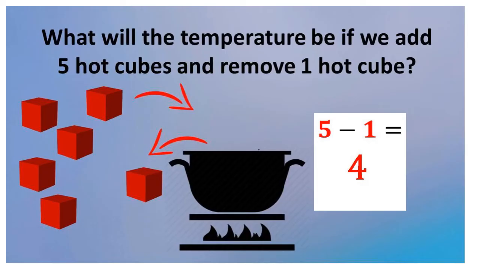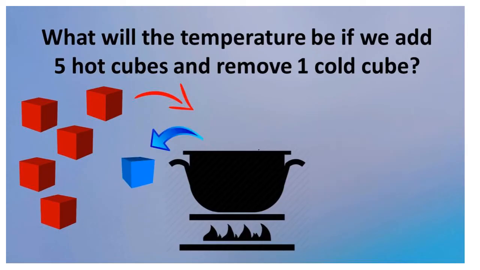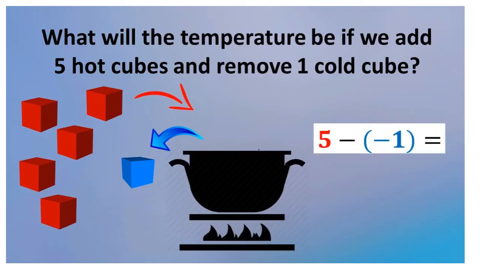Let's try something harder. Are you ready? Now what will the temperature be if I add 5 hot cubes but remove 1 cold cube? So think about it in terms of temperature. I'm adding 5 hot and taking out 1 cold. See what I did there? Getting tricky. Here's what the equation would look like. I'm adding 5, so +5, but I'm removing, meaning I'm subtracting 1 cold cube, so -1. 5 minus -1.